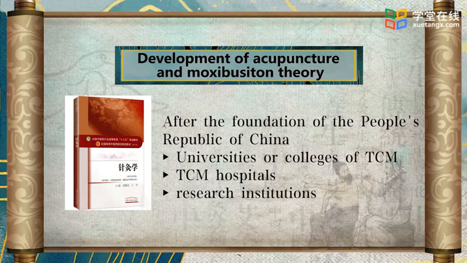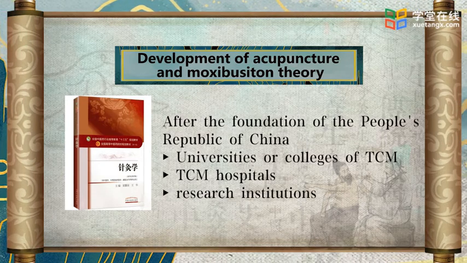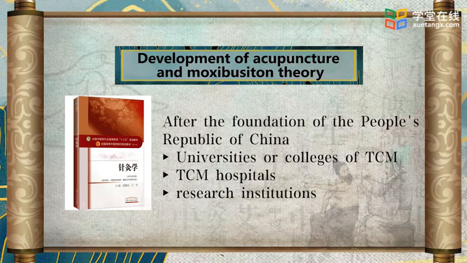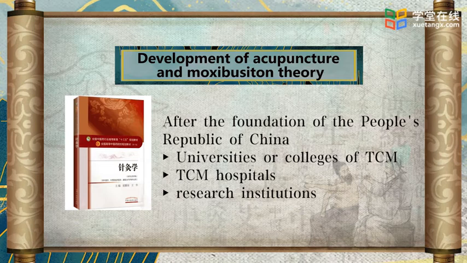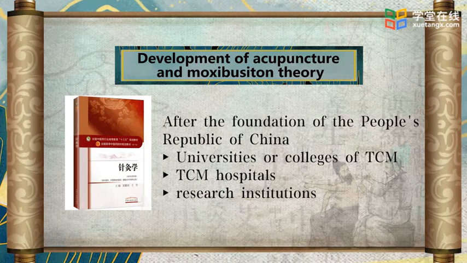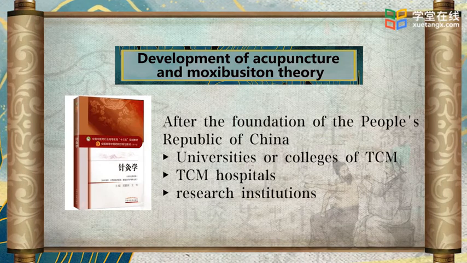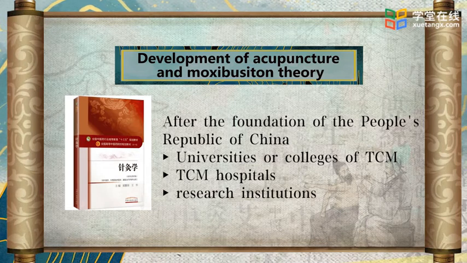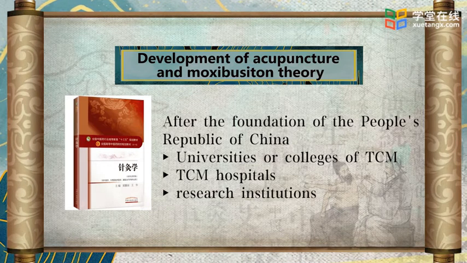After the foundation of the People's Republic of China, the government enacted policies to develop TCM. Universities or colleges of TCM, TCM hospitals, and research institutions were established one after another throughout China, which formed a complete system of education, research, and medical treatment. There are 24 TCM universities or colleges in China at present.